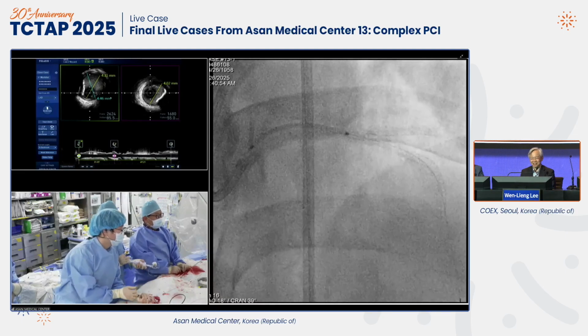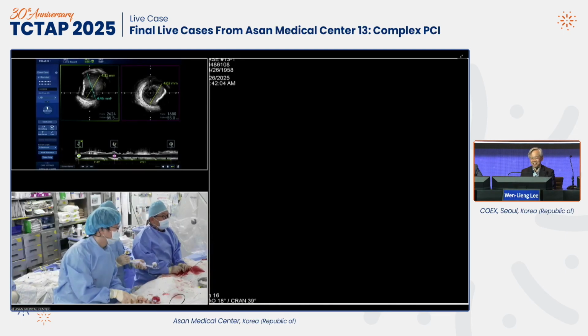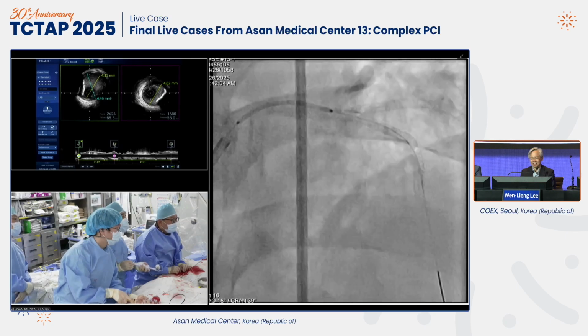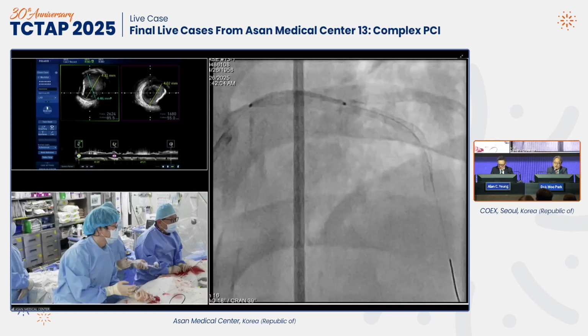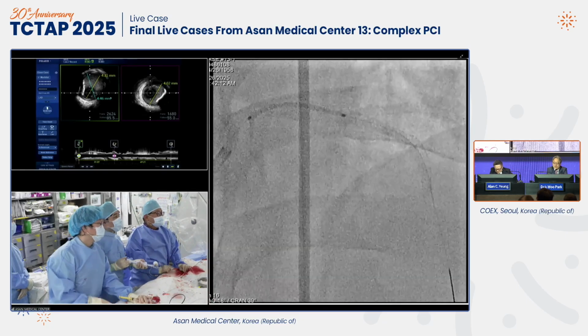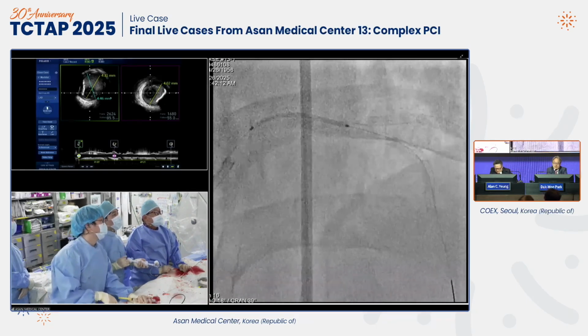Test, please. Okay, that's good, better. So, overlapped? Not yet, not too much. Not yet? Okay, it's better to use the stent booster.